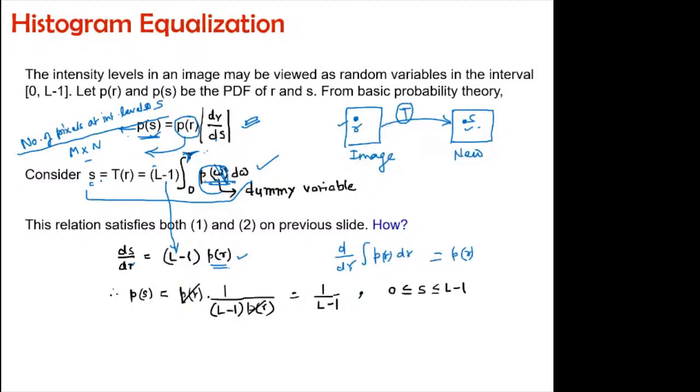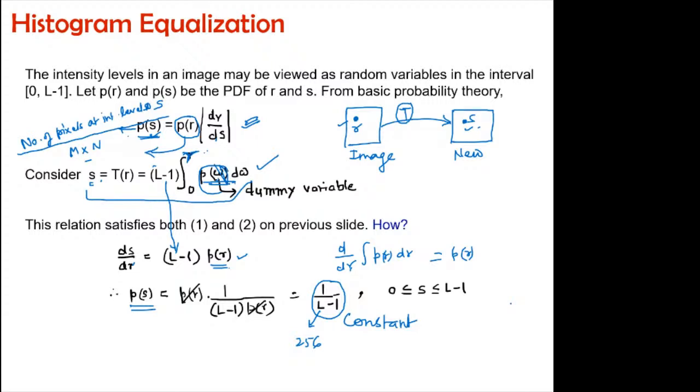So if you take this relationship, then we can show that this Ps, the probability of occurrence of intensity level s, is constant. You need not go into the mathematics, but you need to understand this result. That Ps will be a uniform distribution. It's a constant, 1 upon L minus 1. It is independent of the intensity of any pixel. Constant. L is 256 for 8 bits. Do you understand? The number of intensity levels.